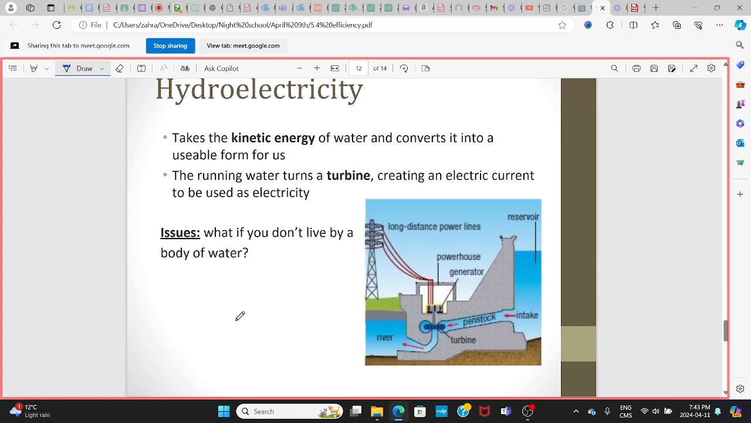What if you don't live by a body of water? It means not all areas have the privilege to have a lot of water. For example, maybe in parts of Africa, they don't have that kind of weather. So that's the issue, right?